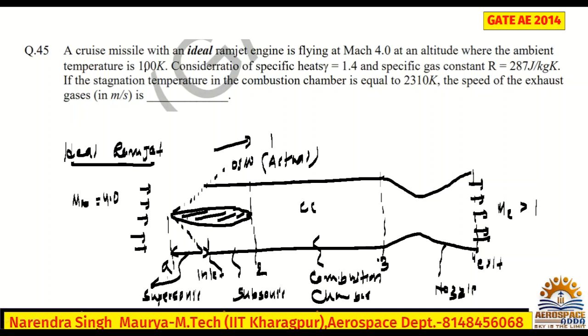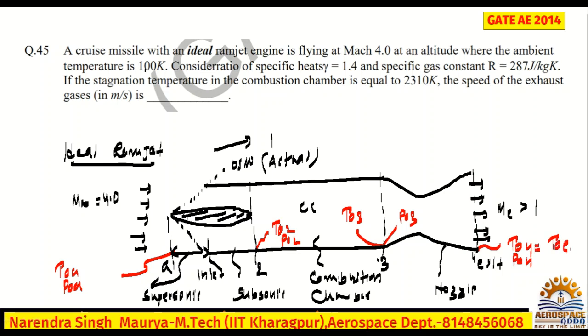Okay, so at this station, what will be the total temperature? T naught A. What is the total pressure? P naught A. At this station, what is the total temperature? T naught 2, and the total pressure P naught 2. At this station, T naught 3 and P naught 3. Similarly, here this is T naught 4 and P naught 4. This is also called T naught E because it is the exit, and this is P naught E.